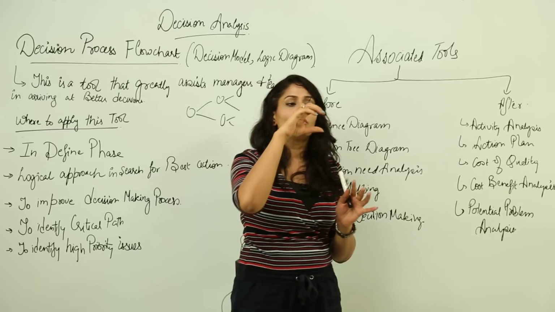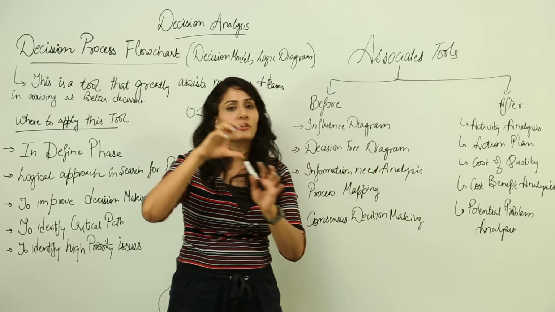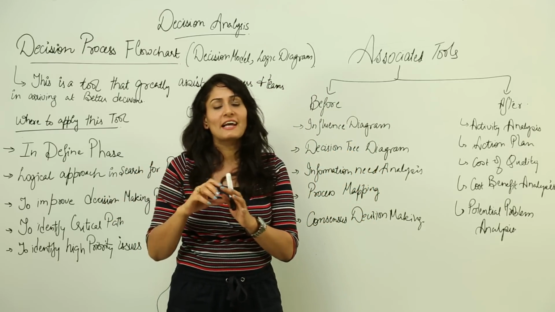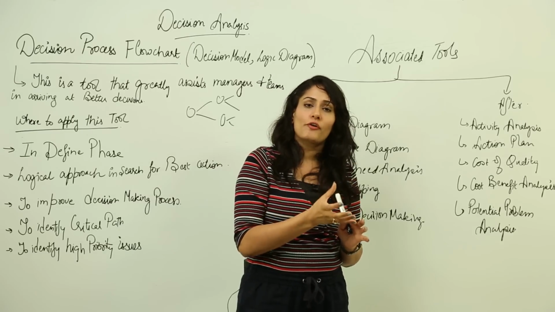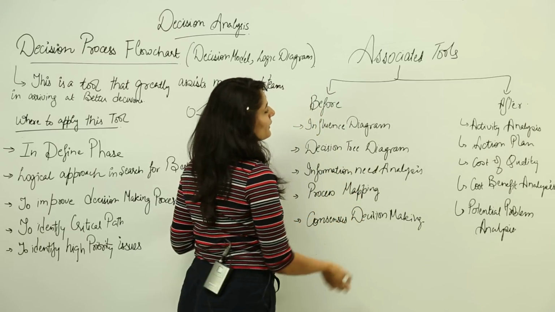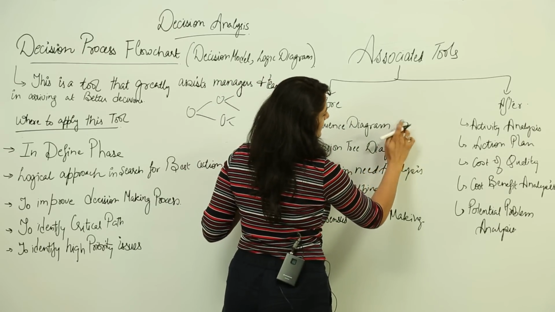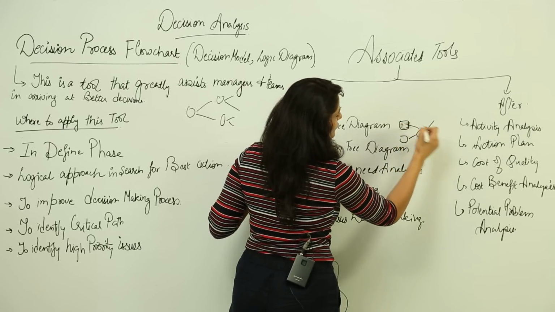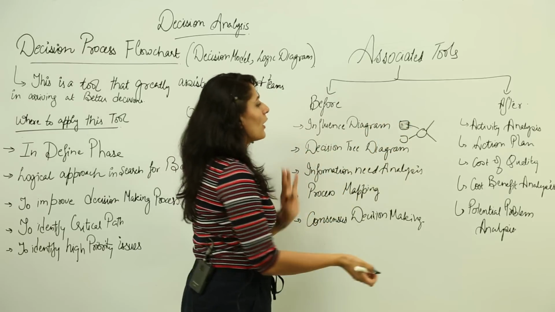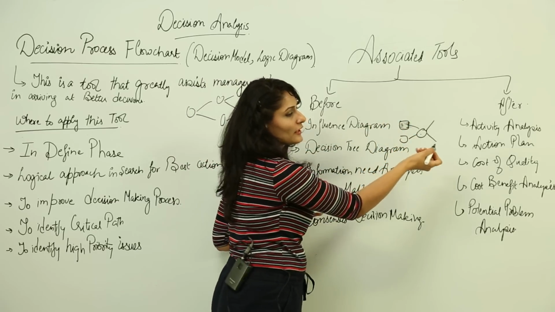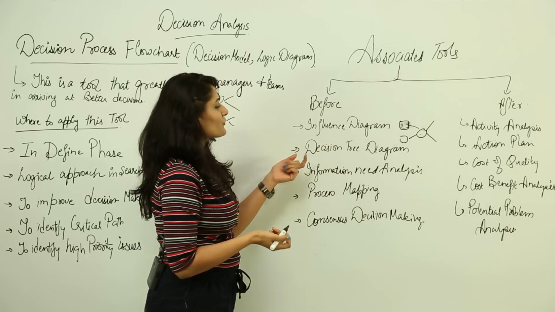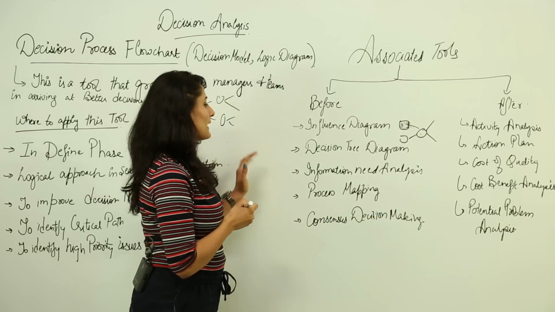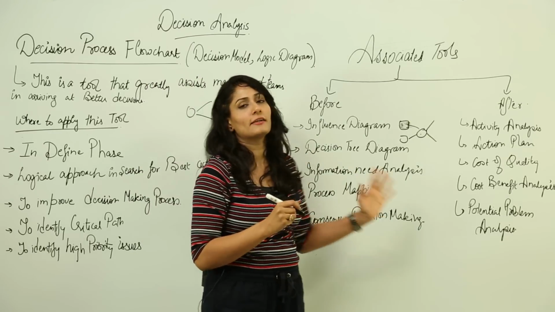For example, your marketing a product will depend upon the market size, the population size, the price per unit of a product, etc. So it looks something like this. So basically it gives you how each variable is influencing another variable. Decision tree we are going to do in some time, and then comes information need analysis.